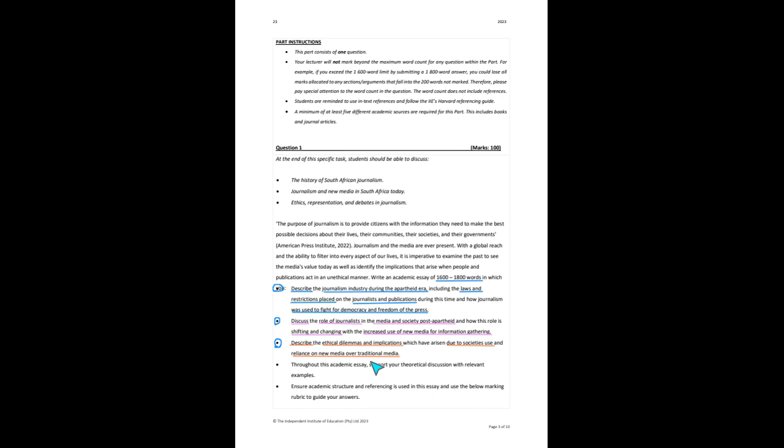Does it need to be context? No, it can be international. It doesn't specify SA, so it can be international, it can be local. Totally up to you guys. What else, guys? What other questions?